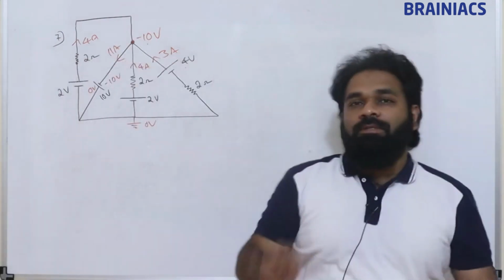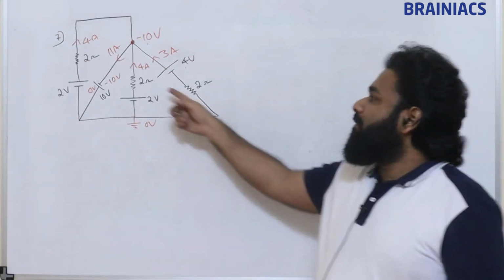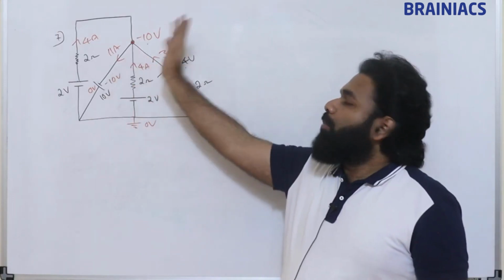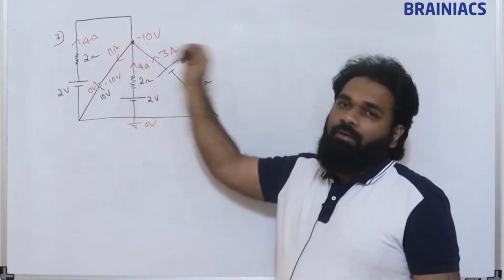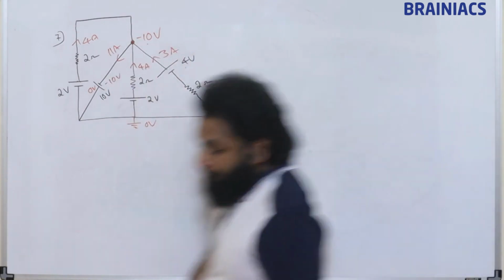Clear all of you? Just take the voltage of a branch which doesn't have any resistance and put it there. Once we get the node voltage, we will be able to do the rest. Clear?